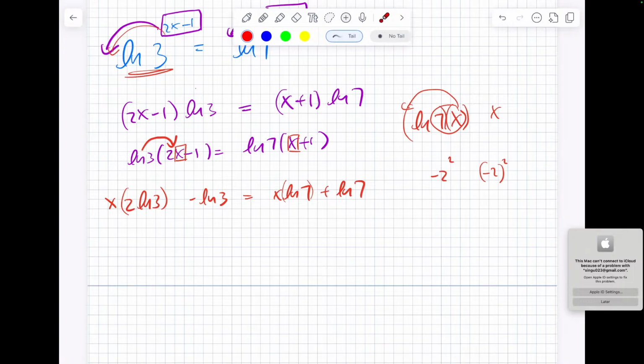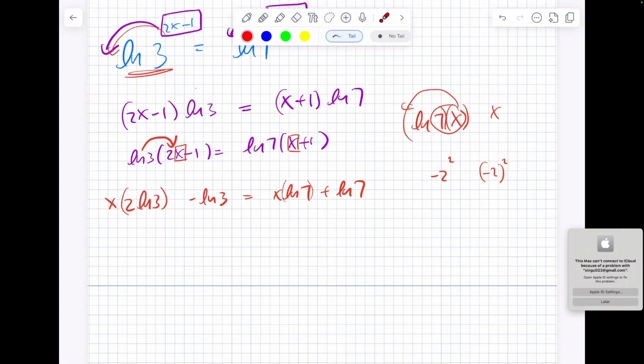Why isn't it just 2x in one parenthesis and then another parenthesis ln base 3? Oh, why didn't I write down 2x ln 3 like this? You can if you want, but you have to see that this 2 is right here because later on we're gonna factor out an x. You can do that if you want.